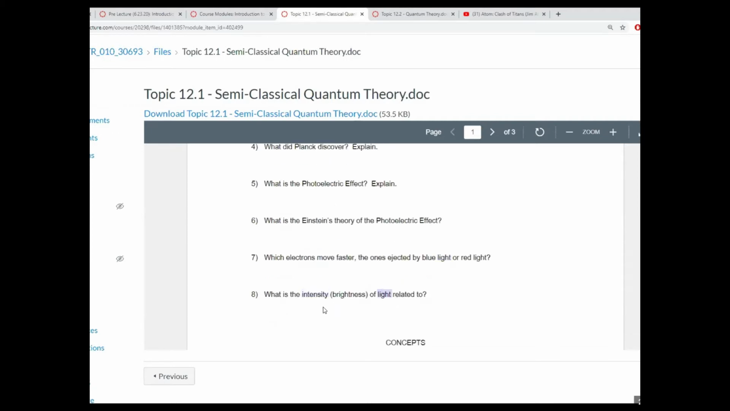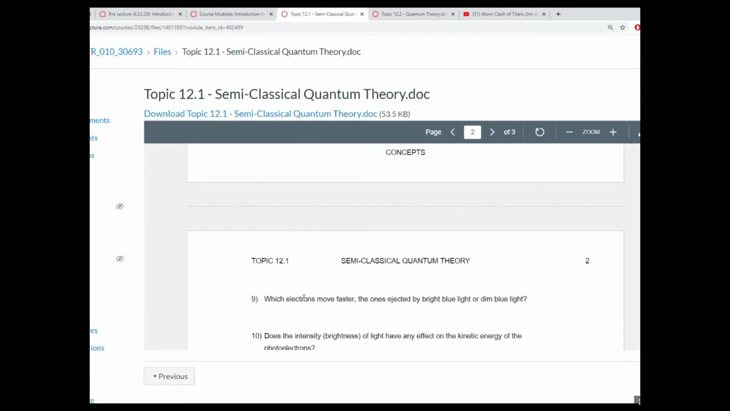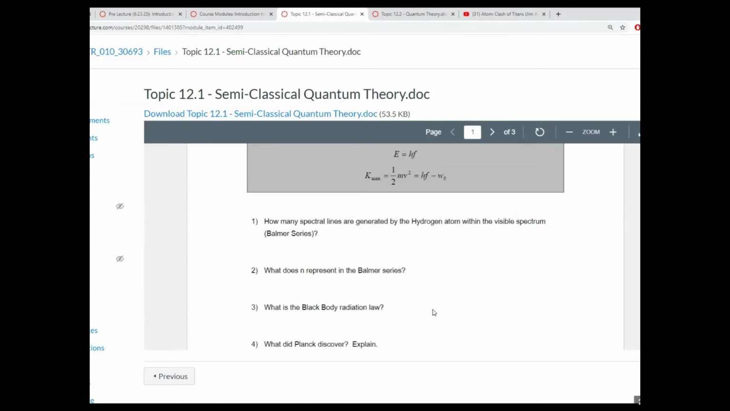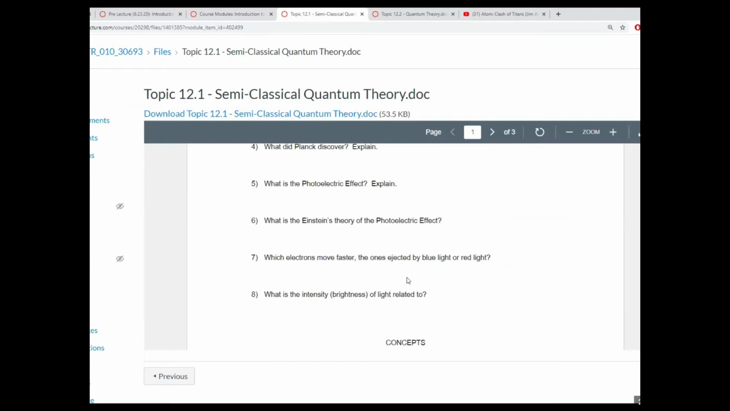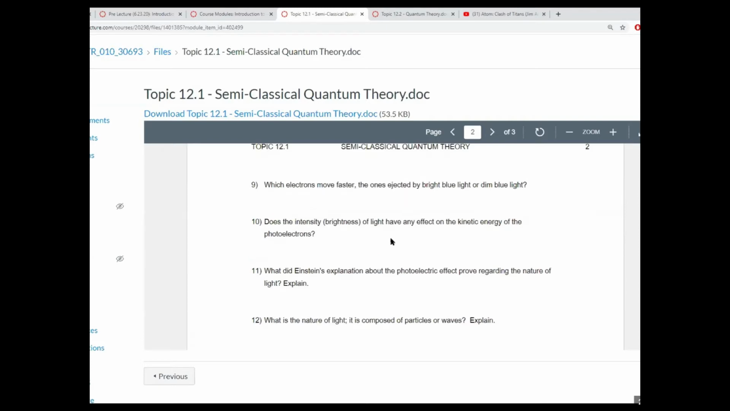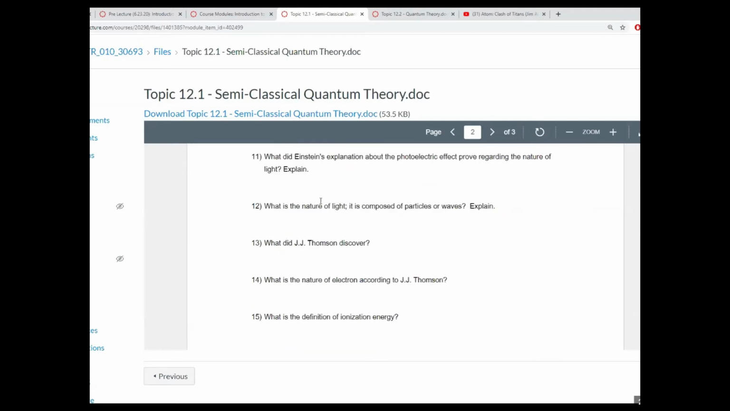Intensity of light is related to the number of photons, or light particles, that you have. So which electrons move faster, the ones ejected by bright blue light or dim blue light? How fast they move only depends on the frequency. Blue light has a blue light frequency, so dim or bright makes no difference. How fast the electrons move only depends on the color, not the brightness. It's the same. Does the intensity of light have any effect on the kinetic energy of the photoelectrons? Not really. The intensity doesn't matter. What did Einstein's explanation of the photoelectric effect prove regarding the nature of light? Light is a particle.